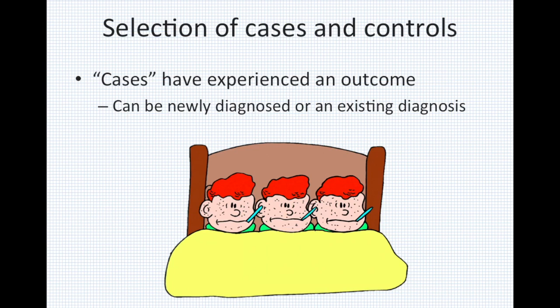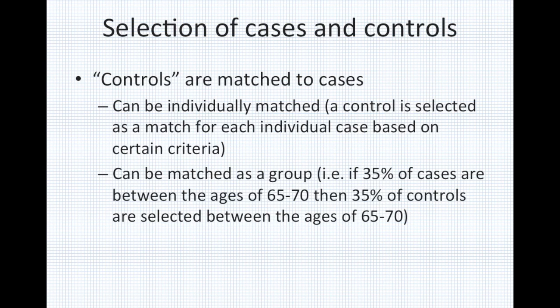So selection of cases and controls is also very important in a case control study. Cases have experienced an outcome and they can be newly diagnosed or incident cases, or they can be an existing diagnosis or a prevalent case. Controls are matched to cases, and they can match in a few different ways. One way could be individually, meaning a control is selected as a match for each individual case based on certain criteria. So each case gets their own individual control, or at least one control. It can sometimes be more than one control to one case.